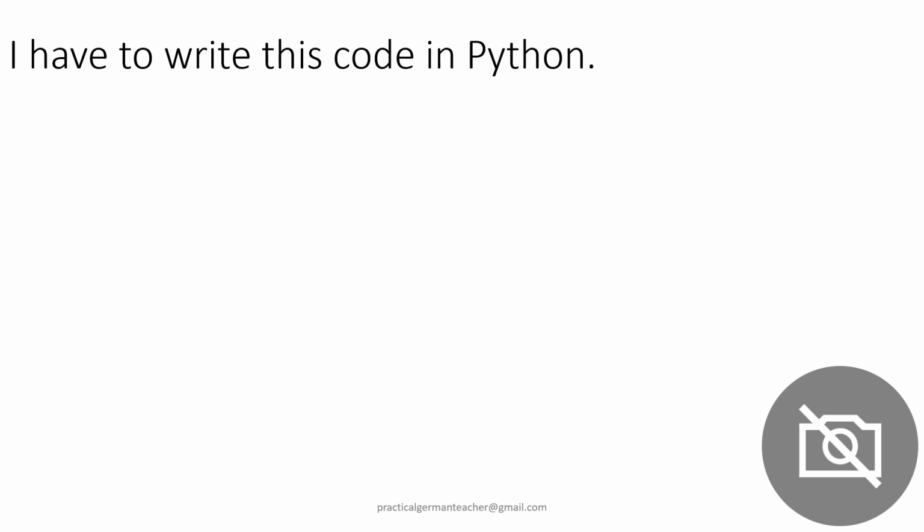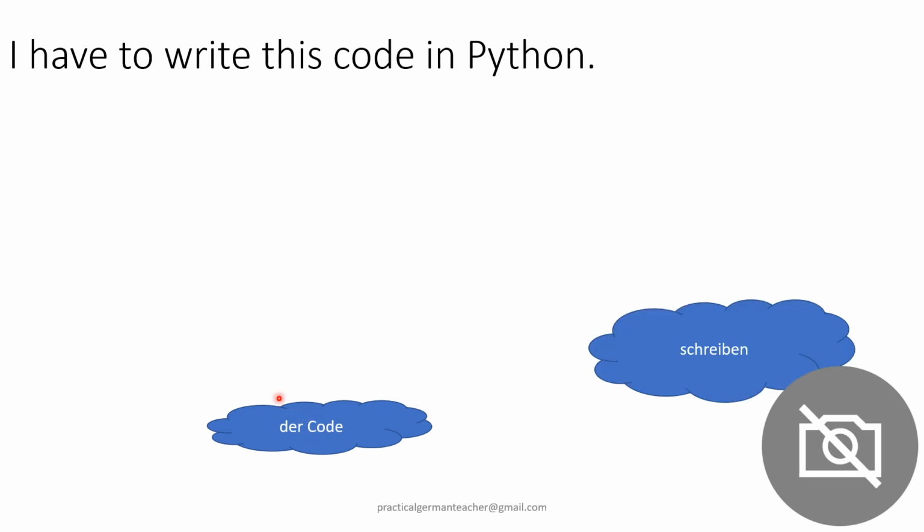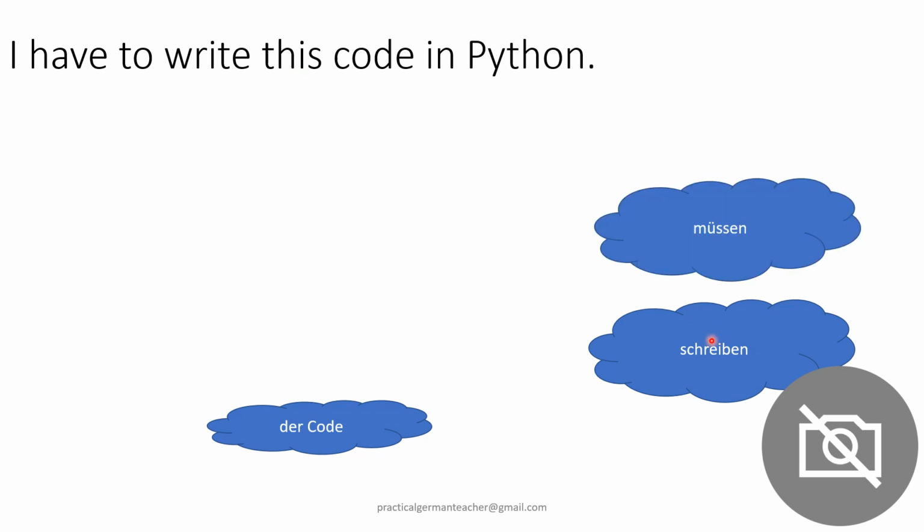Next sentence is I have to write this code in Python. Sentence is based in present tense. There are two verbs, have to and to write. So have to will become the modal verb, write will be the normal verb. So of course you don't need to know the German word for code. It happens to be Code as well, and this is considered to be masculine. Then you need to know the verb for to write, which is schreiben.